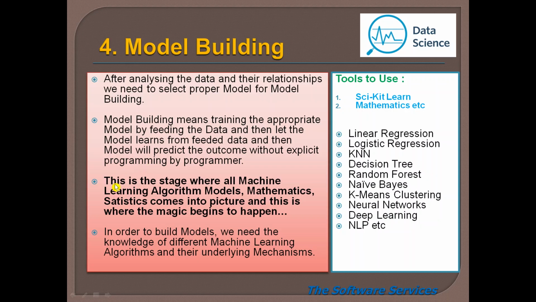This is the stage where all machine learning algorithms, models, mathematics, statistics, probability, all those things come into the picture, friends, and this is where the magic begins to happen. This is a very, very interesting stage of the data science project. Here, in order to build the models, we need the knowledge of different machine learning algorithms and their underlying mechanisms. So model building is not that simple.